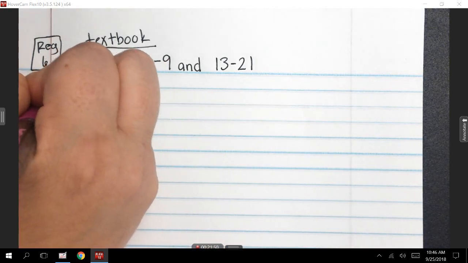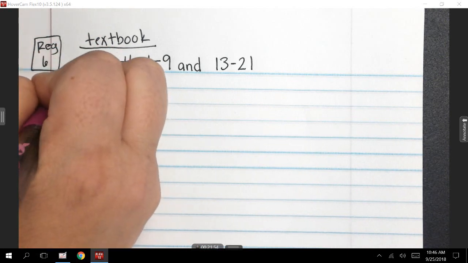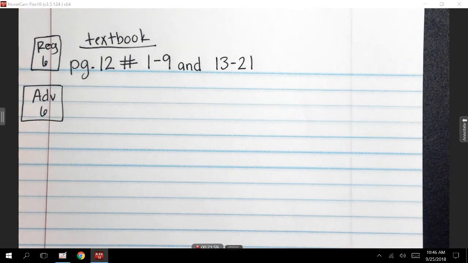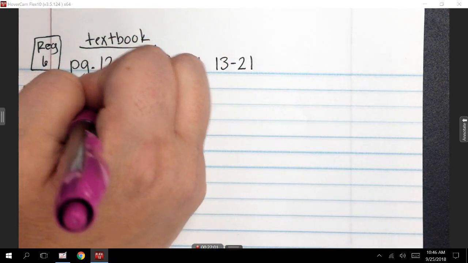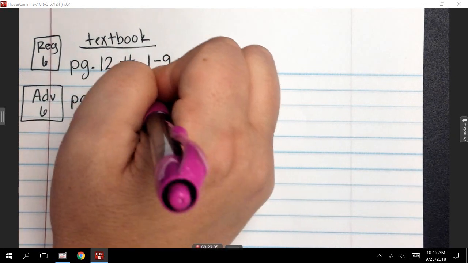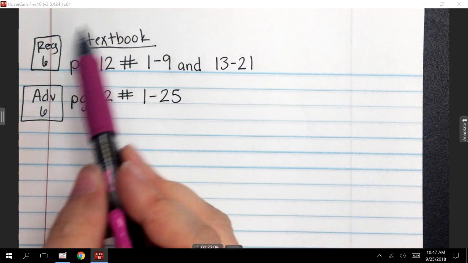For my advanced class, I'm going to go ahead and write this up here. So if you are in my afternoon advanced class, this is what I want you writing at the top of your paper. You're going to write page 12. And you are going to do numbers 1 through 25. Remember, if you're not in advanced, you're copying down the top line.